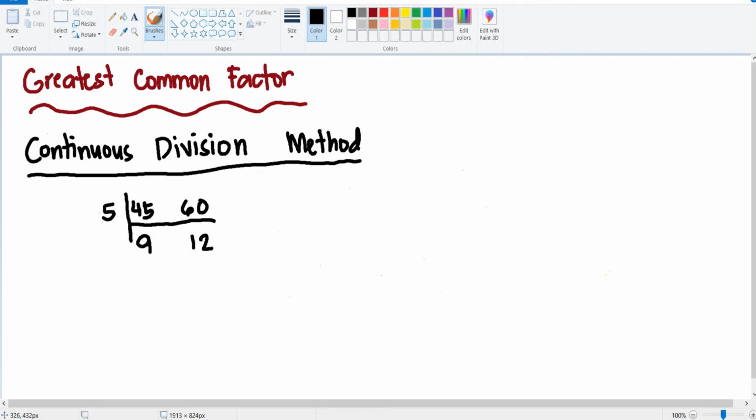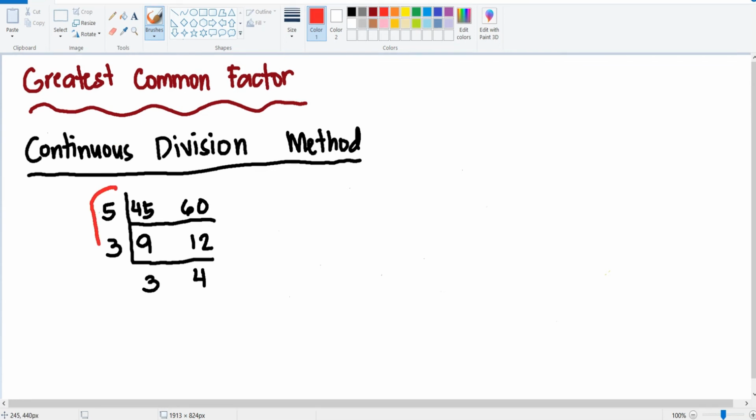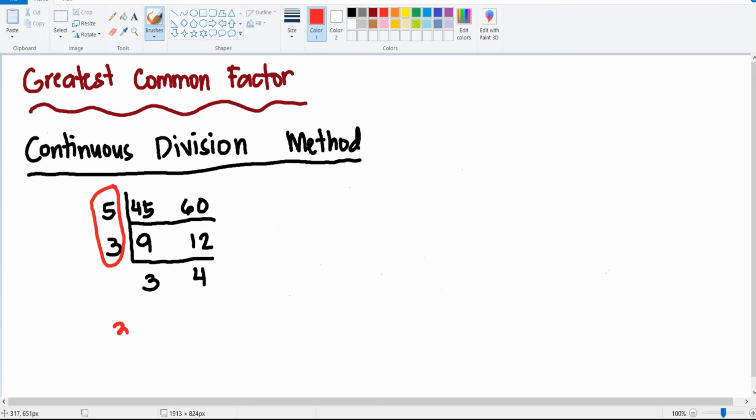Now 9 and 12, there is still a number that we can divide 9 and 12 by. Then write it in the left side, that is 3. Now 9 divided by 3, that is 3. And 12 divided by 3, that is 4. Now try to look at the 3 and 4. There is no more number that we can divide 3 and 4 by. Therefore, our last step is that we will multiply all the numbers in the left side. So we have 3 times 5 and the answer will be 15. And 15 is our greatest common factor or the GCF.